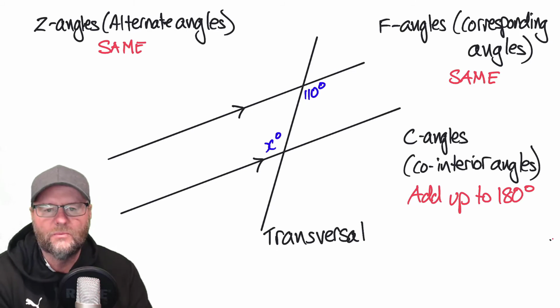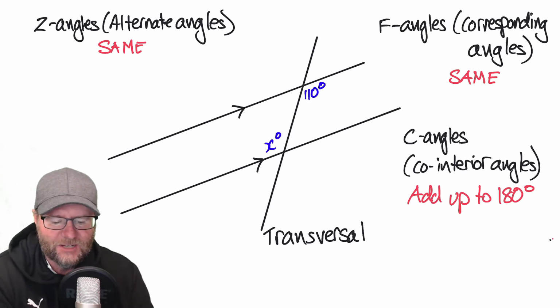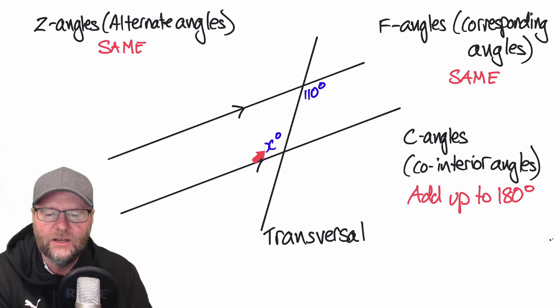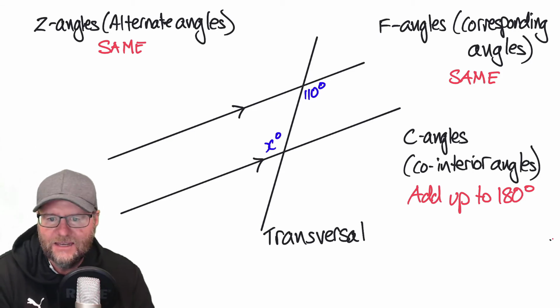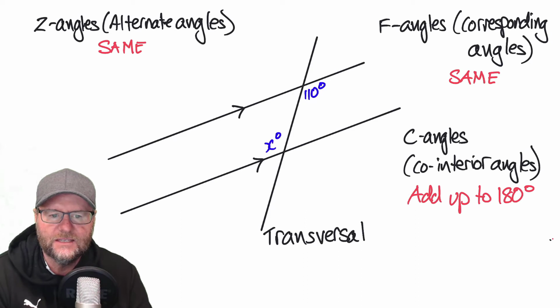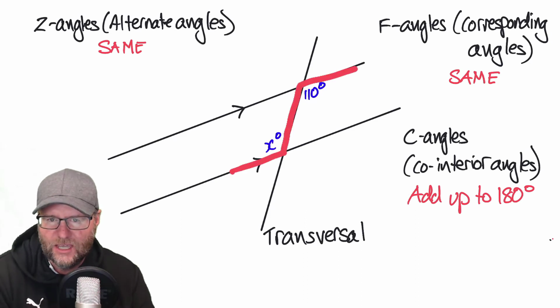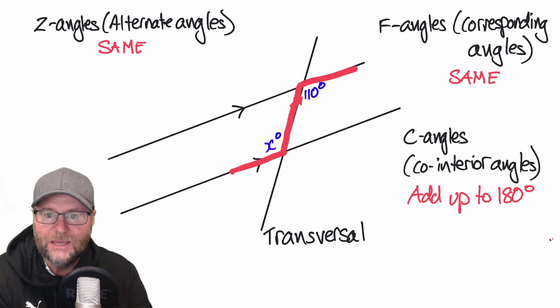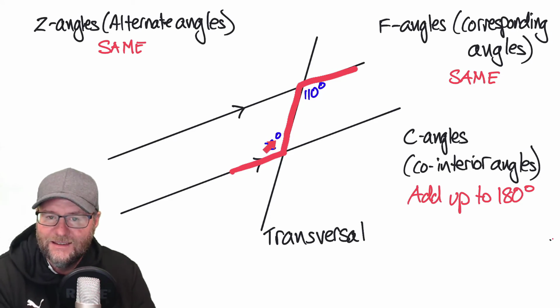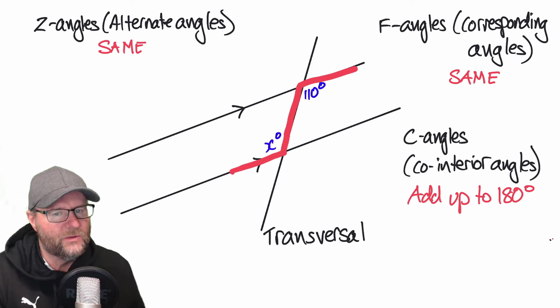Let's say this was the problem that you were presented with in a geometrical question and you needed to find out the value of x. Well, I'm looking for one of those three shapes, the Z, the F, or the C angles. And I can see I've kind of got a Z shape in there. And I know that the angles on the inside pieces of the Z are the same. So here's how you would write your answer.